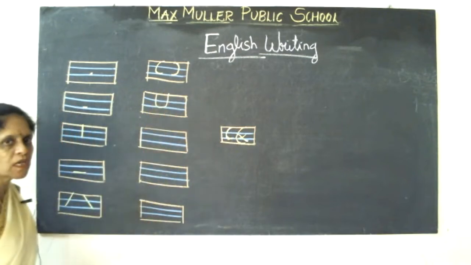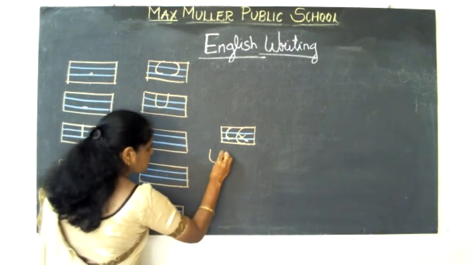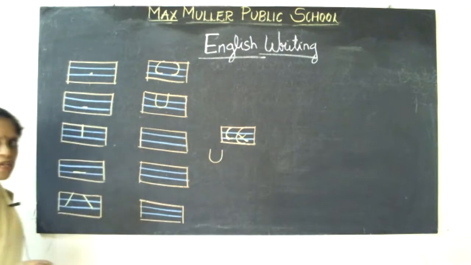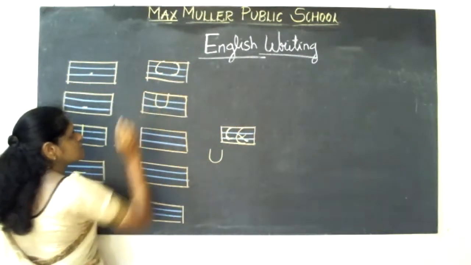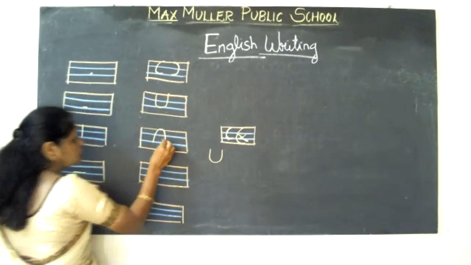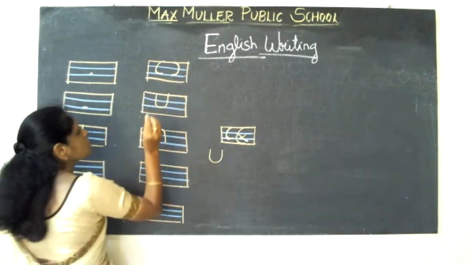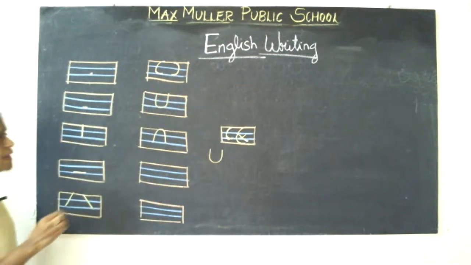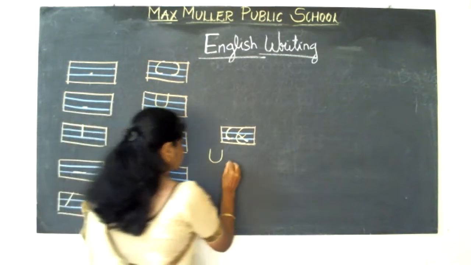Next is U curve. How do you write U curve? From the red line to the blue line. This is U curve, as well as we can call it up curve. So when you go up like this, it is called up curve. This is down curves. Up curve, down curves. Again, I'll repeat. See, I'll show you again.